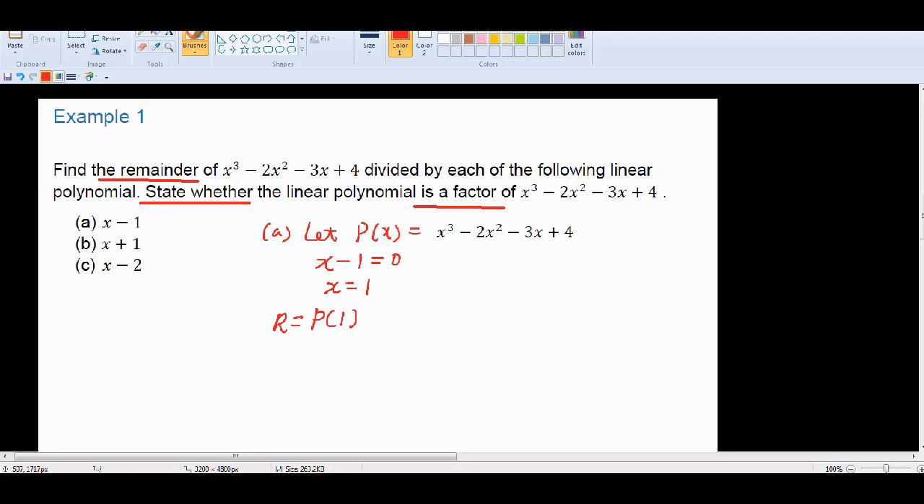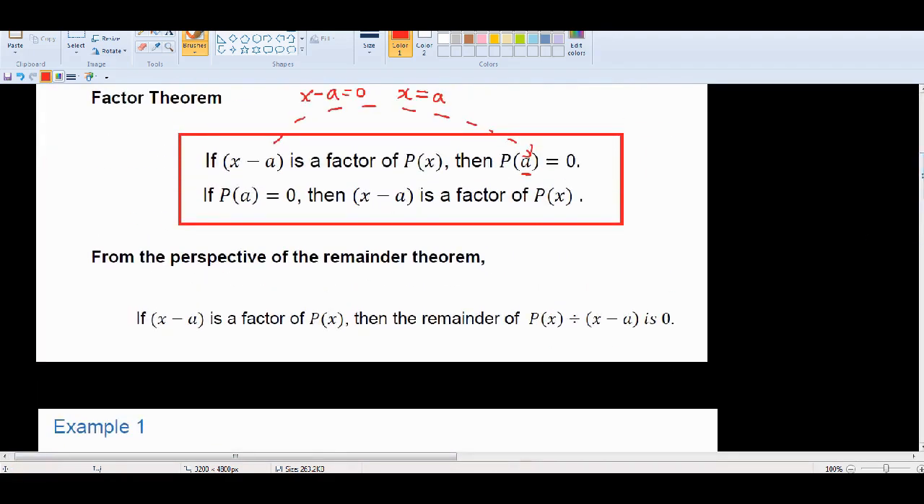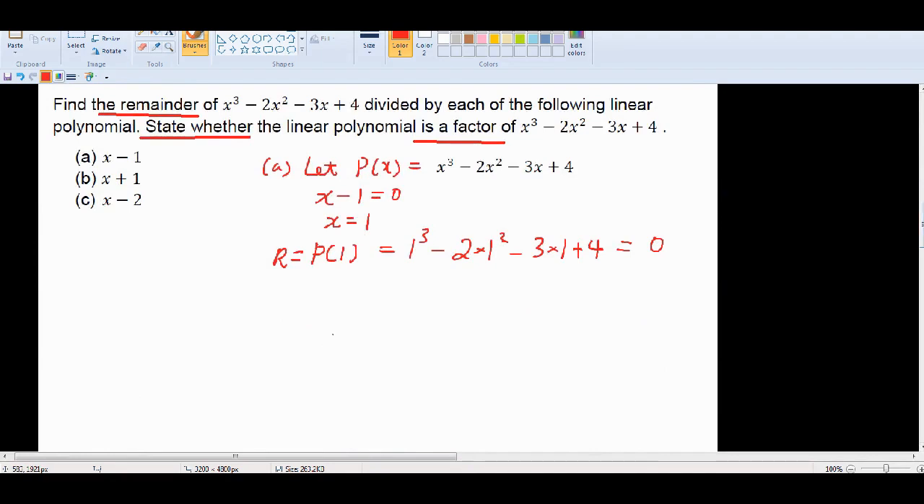And that remainder equals, I'm just substituting 1 into x, and that number will be 0. So the remainder is 0. But we understand that if the remainder is 0, then x minus 1 will be a factor.